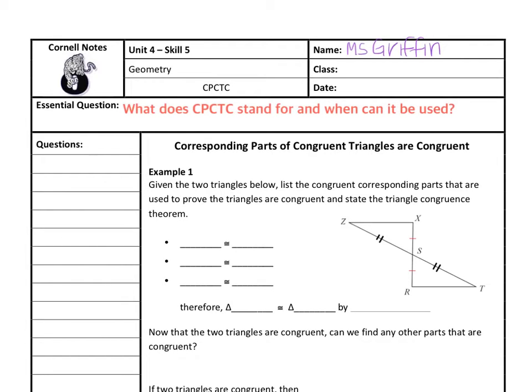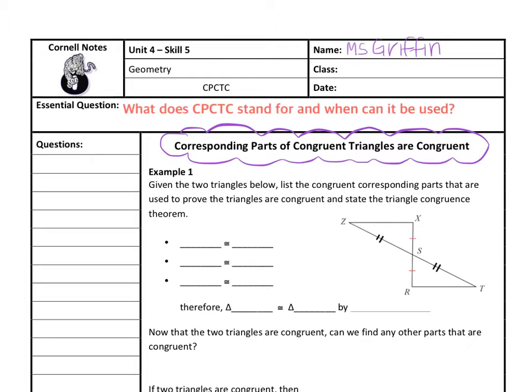So it says, for your essential question, what does CPCTC stand for? It's kind of a tongue twister. See how fast you can say it. CPCTC. And when can it be used? So it does stand for this thing called corresponding parts of congruent triangles are congruent.